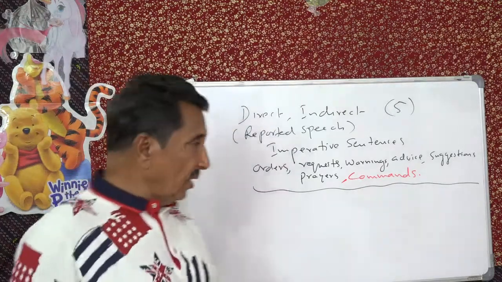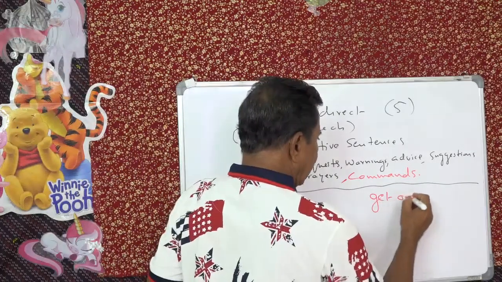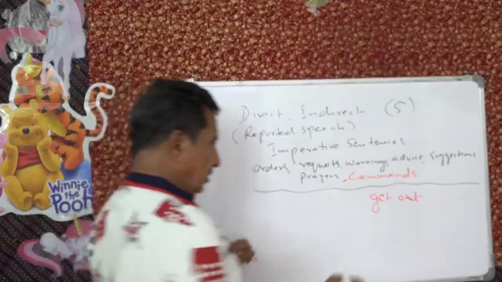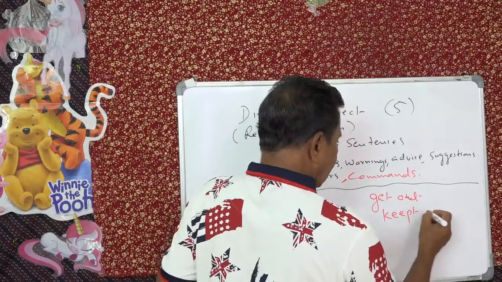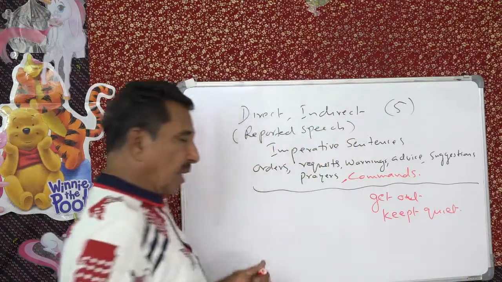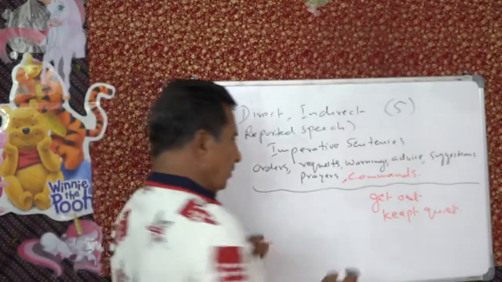For example, we say, get out. So what is understood is, you get out. Keep quiet. This is an order. Get out, keep quiet, that is an imperative sentence. Understood is, you keep quiet. Or, call the witness.